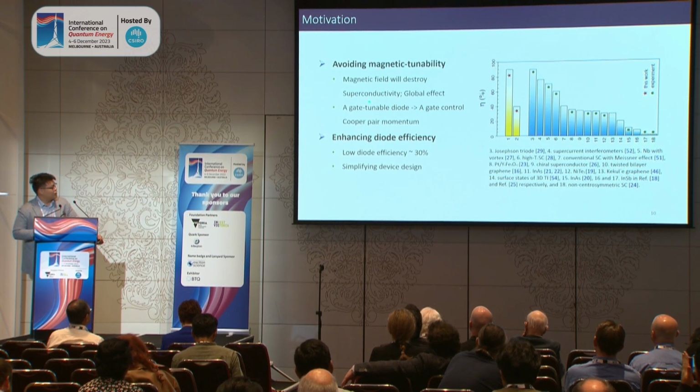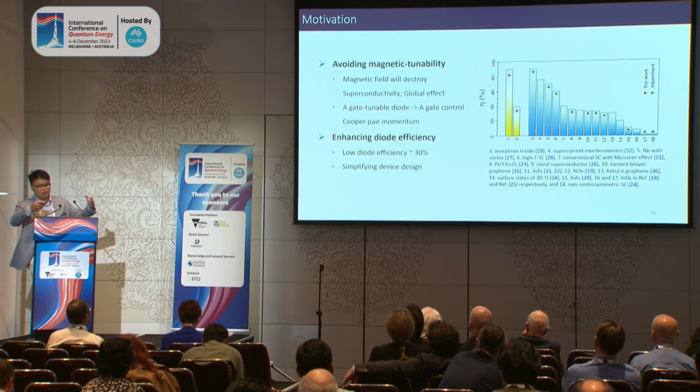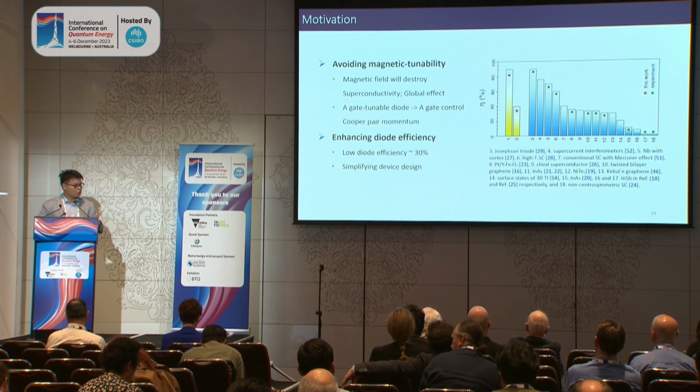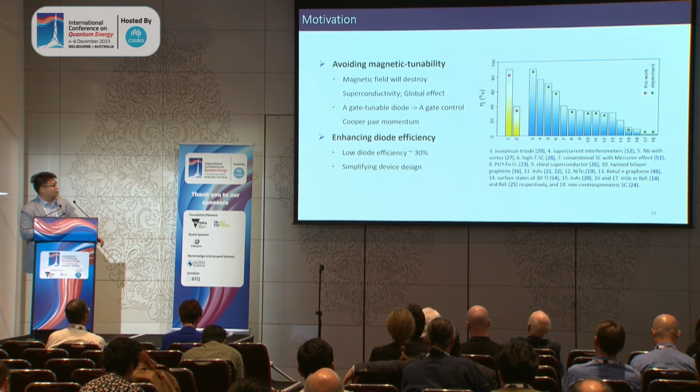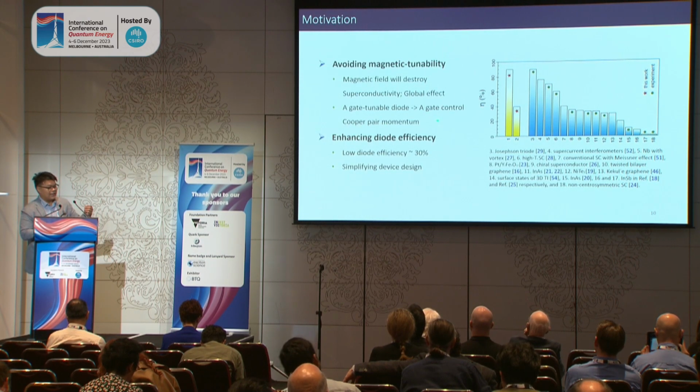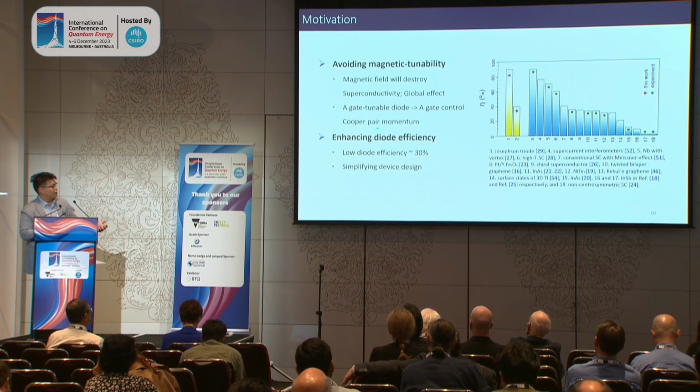So that is one of our motivations. The other motivation is that when we construct a circuit, the magnetic field applied to the entire system is global. It is hard for us to individually tune each part of the system. So what is expected is that we can have a gate tunable diode that allows local gate control: a Josephson diode, and a finite momentum Cooper pair.